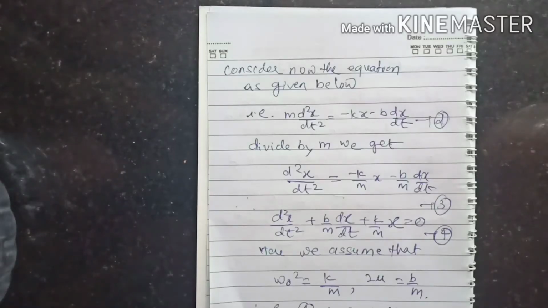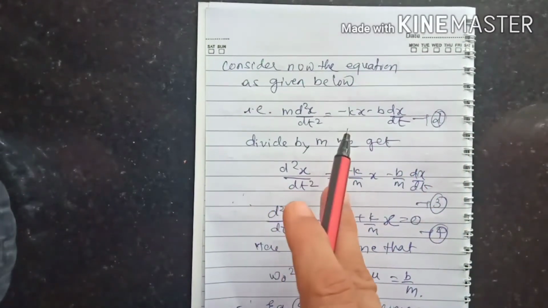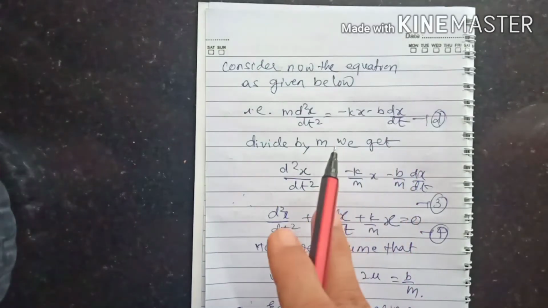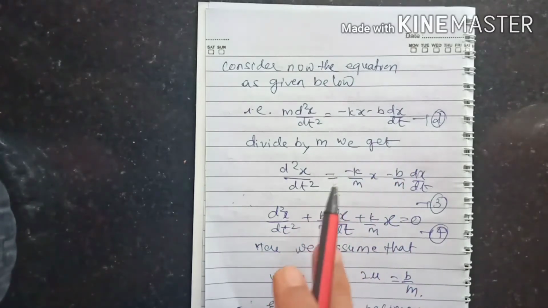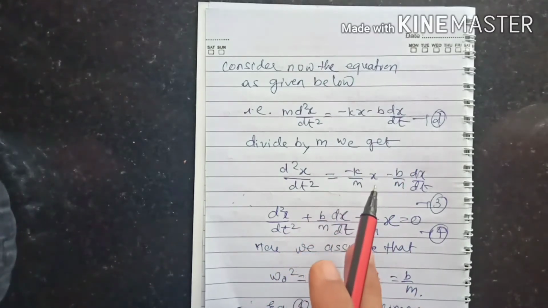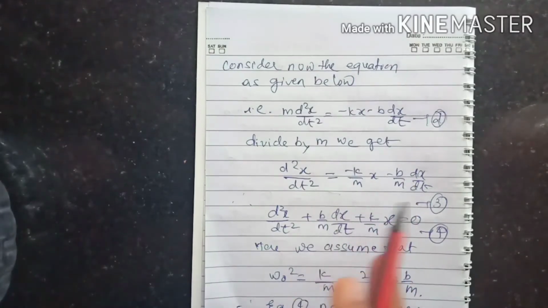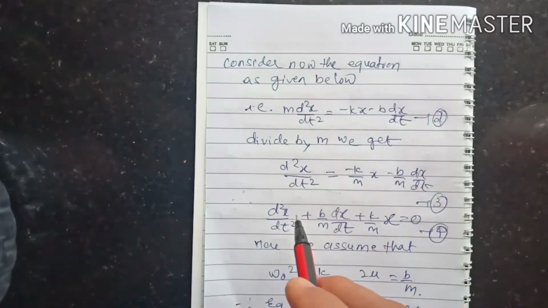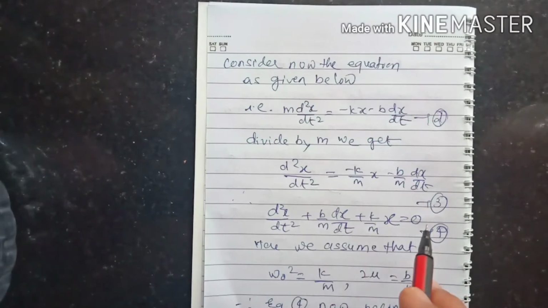Now consider the equation m d²x/dt² = -kx - b dx/dt. If we divide by m, we get d²x/dt² = -(k/m)x - (b/m) dx/dt. We will rewrite this equation: d²x/dt² + (b/m) dx/dt + (k/m)x = 0.